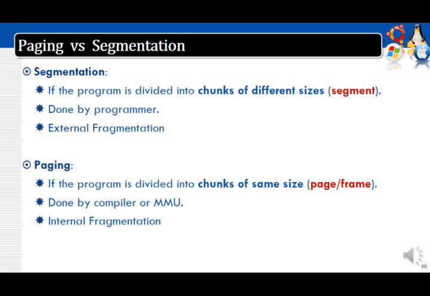Now if you are comparing paging and segmentation, segmentation can be applied when we are dividing a program into chunks of different sizes. But paging requires that the chunks should be of the same size. Segmentation is done by the programmer, whereas paging is done by the compiler or MMU. And segmentation suffers from external fragmentation, but paging suffers from internal fragmentation.